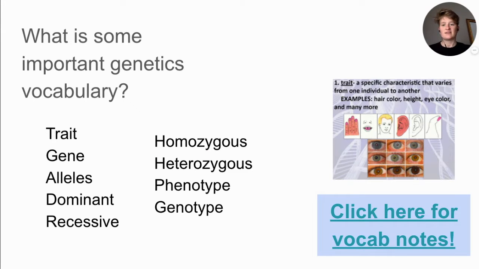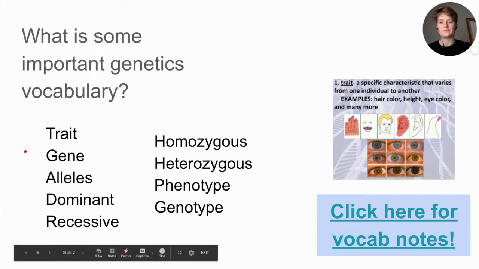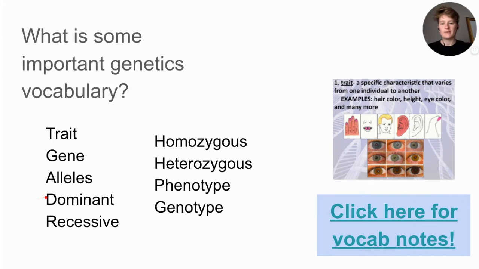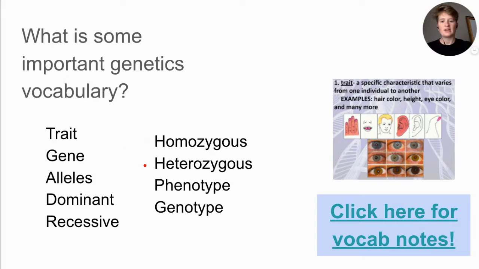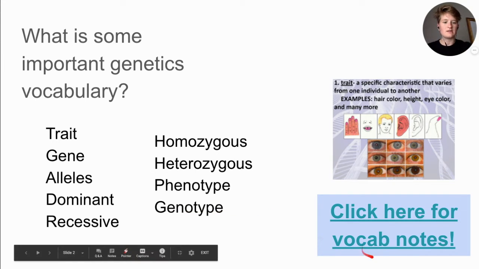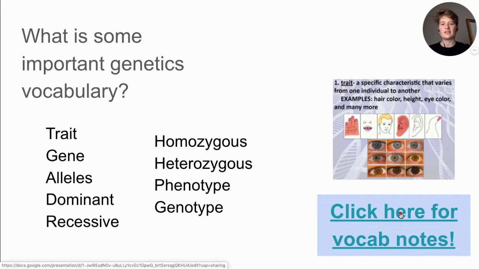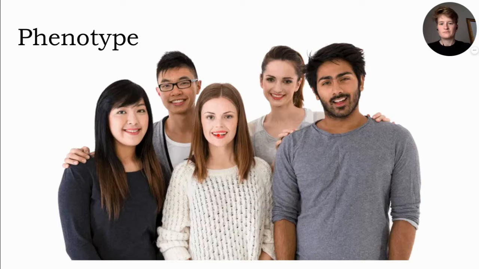In this lesson, there are a lot of important vocabulary words. If you feel like you need a review on these words: trait, gene, allele, dominant, recessive, homozygous, heterozygous, phenotype, or genotype, go back to the slides and click this link. Mr. Longus made a video where he explains the definition to all of these words.